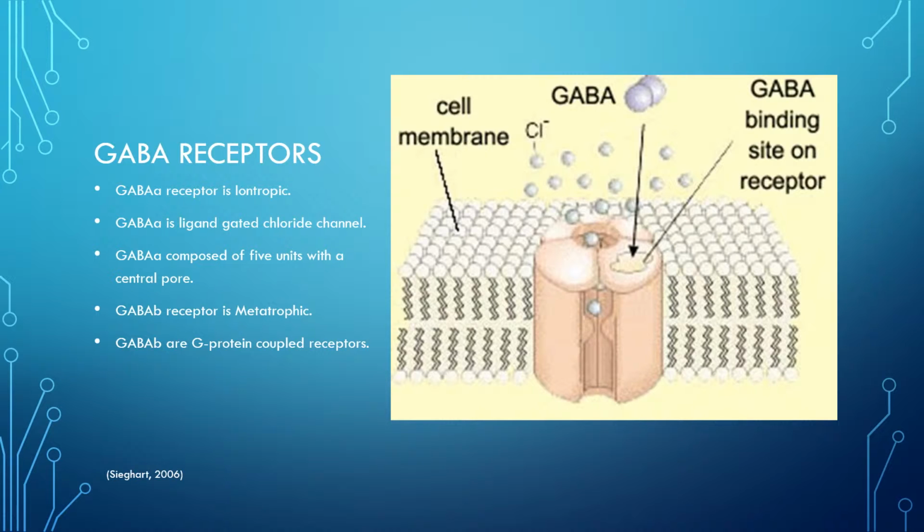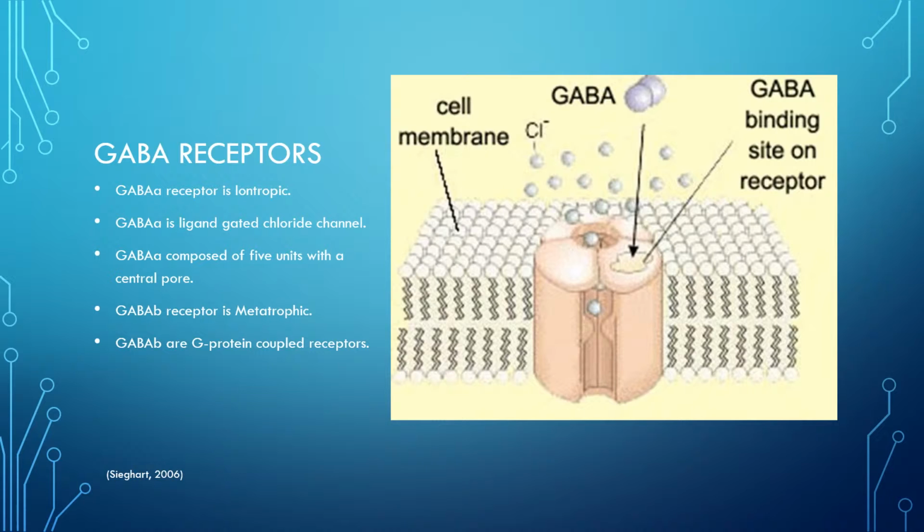GABA A receptor is ionotropic, which increases chloride influx into the cell when the GABA neurotransmitter is activated. This increase of chloride ions within the cell results in hyperpolarization. There is less chance of an action potential.